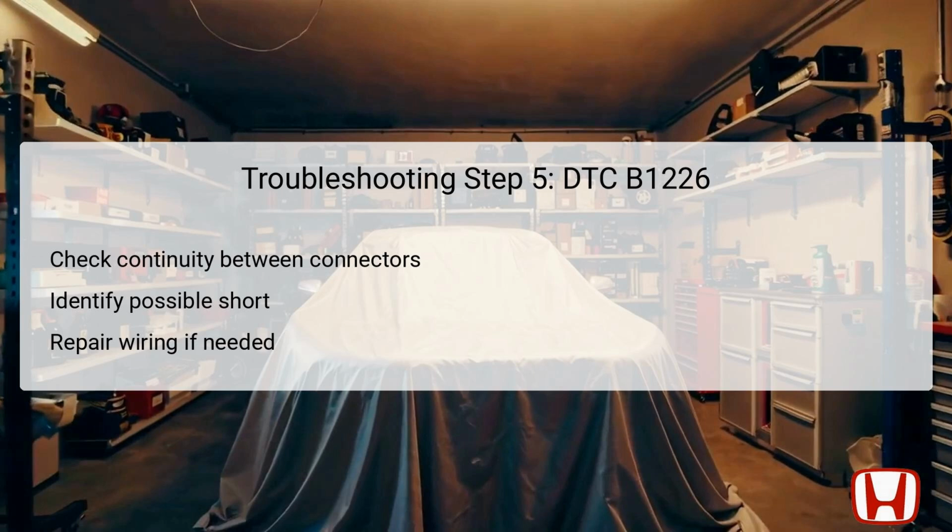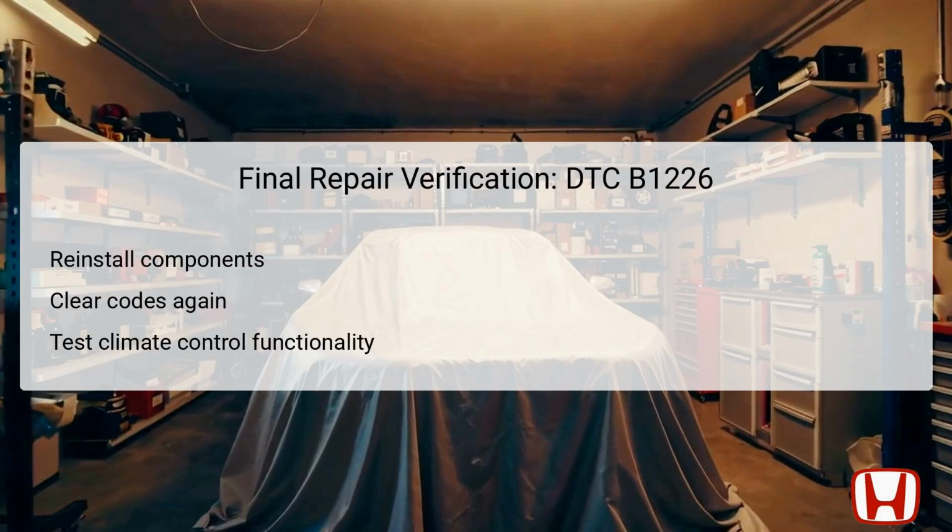for targeted repairs. After completing all necessary repairs based on the previous troubleshooting steps, the technician should carefully reinstall all components to their original positions. Following the reinstallation, it's crucial to clear any DTCs using the HDS to reset the system. Once the codes are cleared, the climate control functionality should be tested thoroughly.